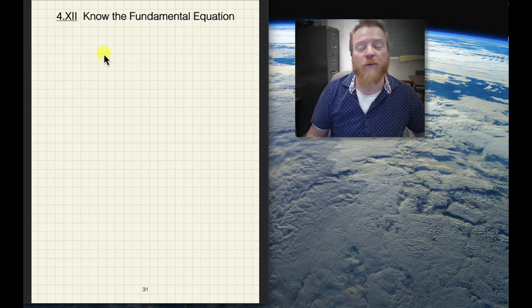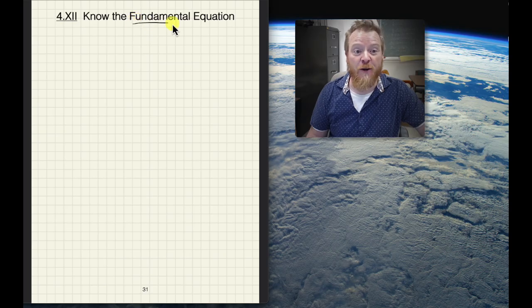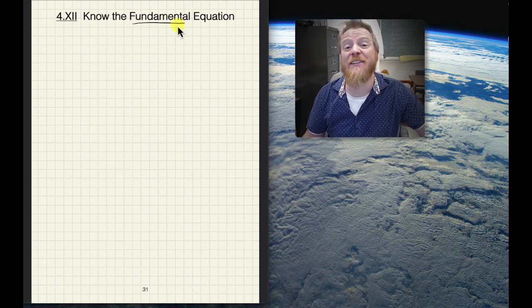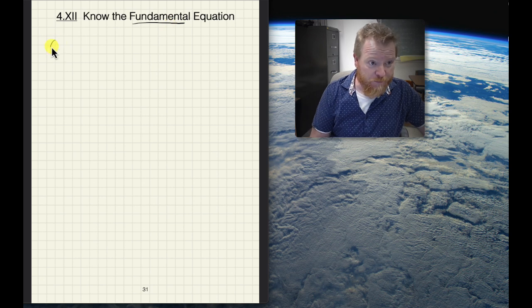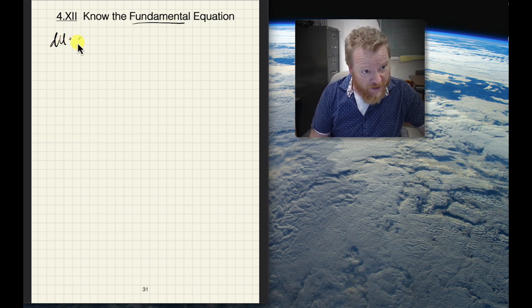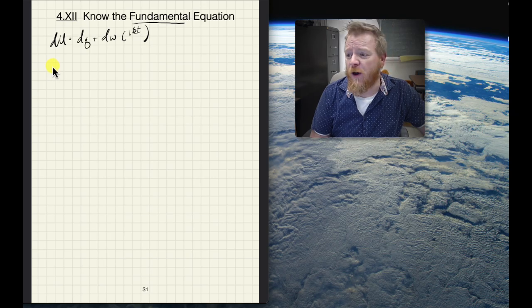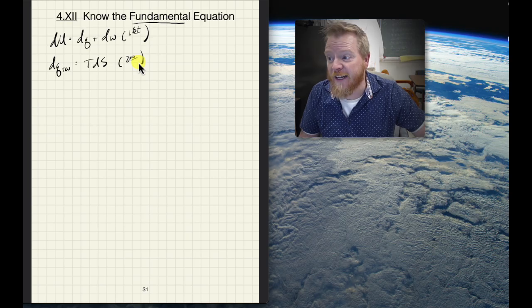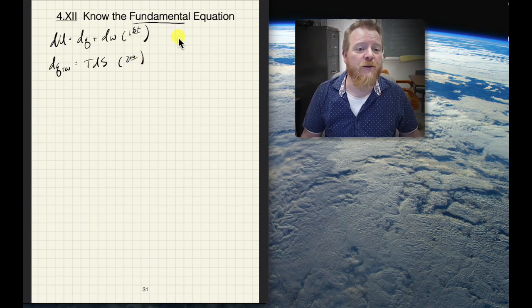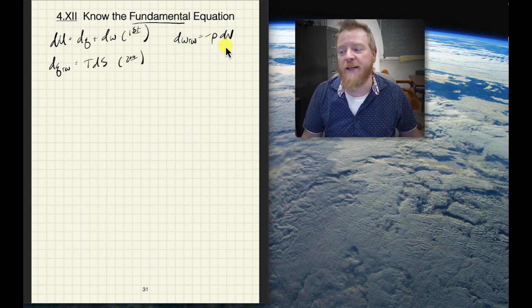So we're going to start with this idea of the fundamental equation, which combines the first law and second law. So writing the first law, we have dU equals dq plus dw. So that's our first law. Our second law says dq, and technically dq reversible, equals T dS. All right, that is our second law. And then also noting that dw reversible equals negative P dV.